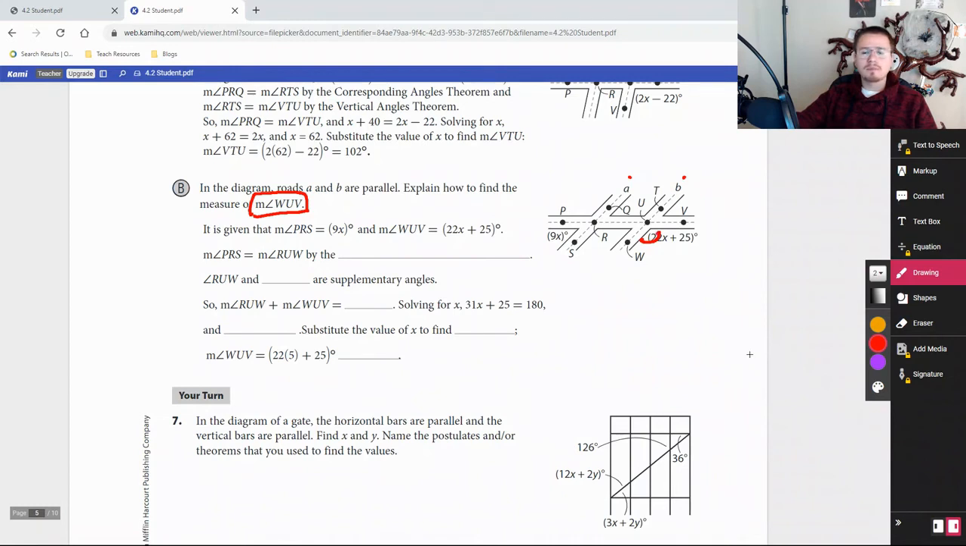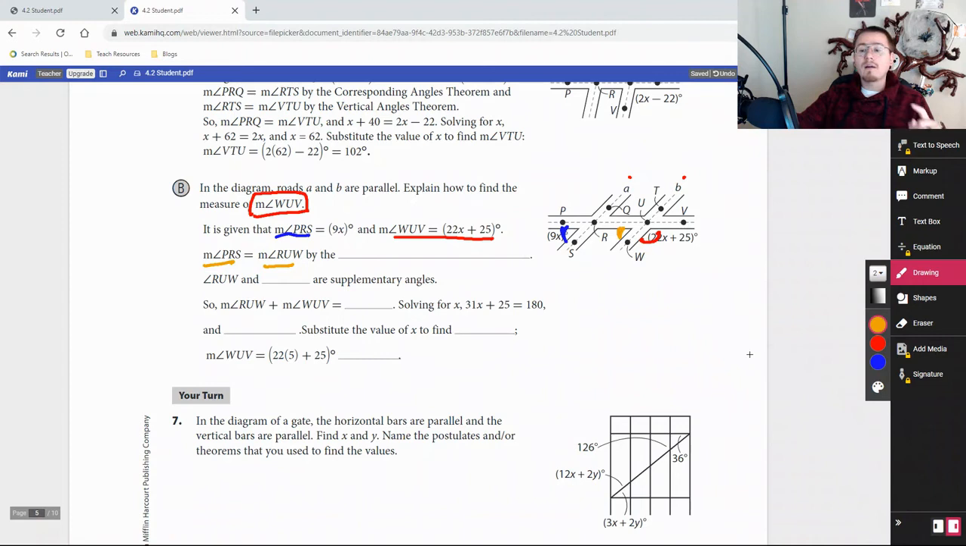Okay? That's what we need to find. So, it is given that the measure of PRS is 9x. And WUV, which I marked in red, is 22x plus 25. So, if we look at MPRS and MRUW, where's RUW? R, there's R, there's U, there's W.